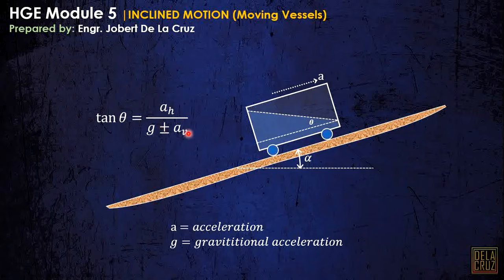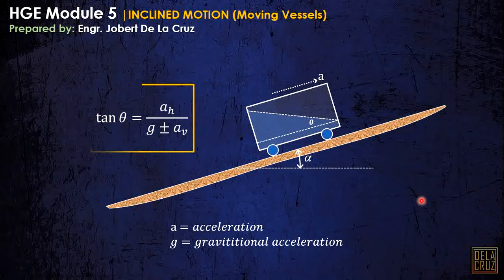The tangent of theta is equal to a sub h divided by the gravity plus or minus a sub v. Yung a sub h and a sub v natin dito is the horizontal and the vertical component of our acceleration with respect to this inclined plane.